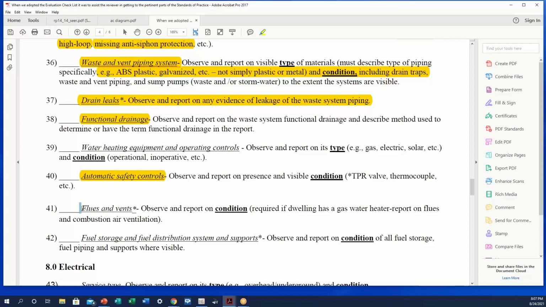Okay, flues and vents. If it's gas, it has them. If it's electric, there are no flues and vents, so you don't have to put that. So we have a statement that says this is an all-electric home. We put that in multiple locations. Observe and report. Required if dwelling has gas water heater and report on flues and combustion air ventilation. We've added combustion air ventilation as a separate section now because suddenly it has become a big deal since people are tired of being asphyxiated by fumes.